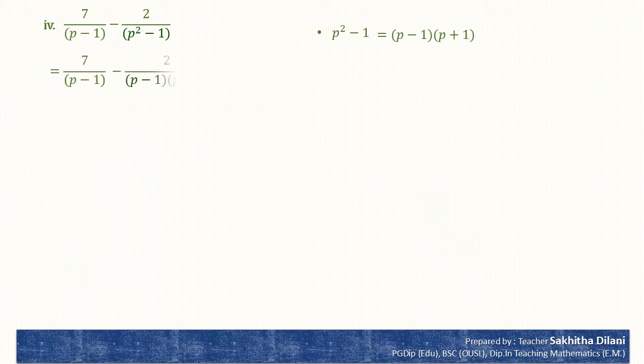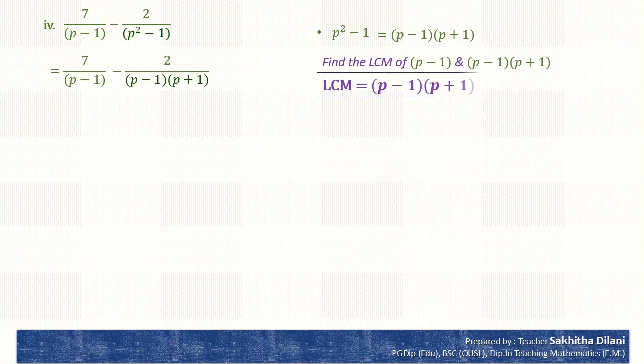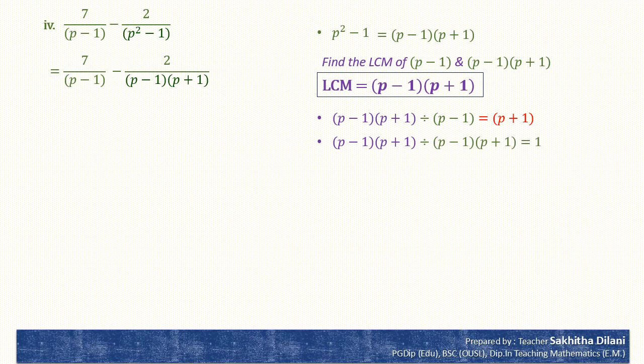Let's see another example. Here, p squared minus 1 is also a quadratic expression. It can be written as factors of difference of two squares, that is p minus 1 into p plus 1. Now you can find the LCM. The LCM is p minus 1 into p plus 1. Now the LCM is divided by the denominator in the first fraction. So the answer is p plus 1. And the LCM is divided by the denominator in the second fraction, that is 1.